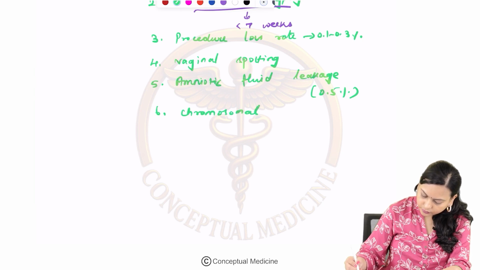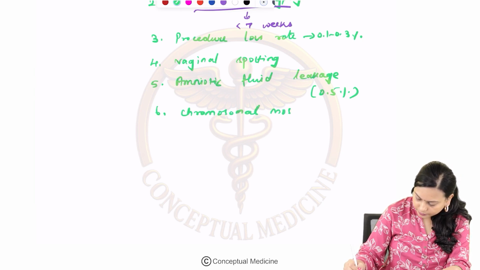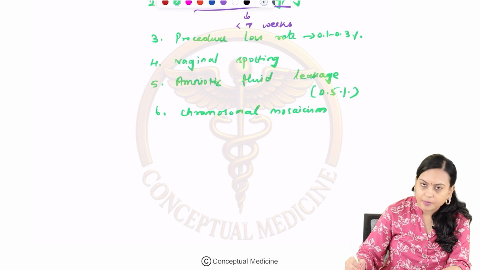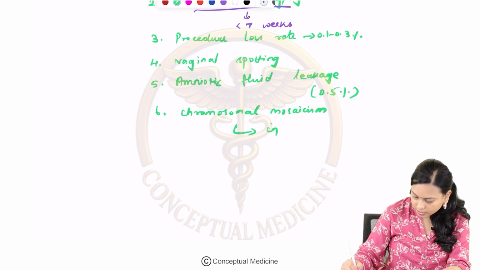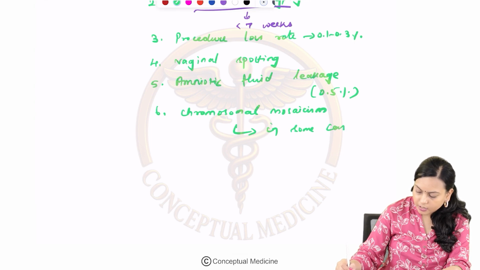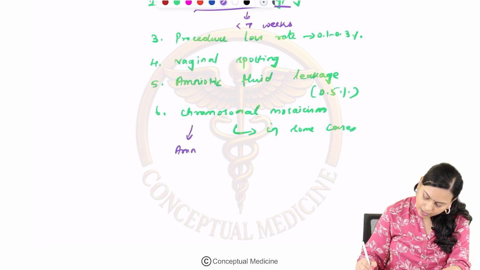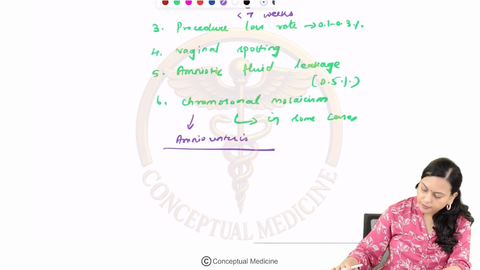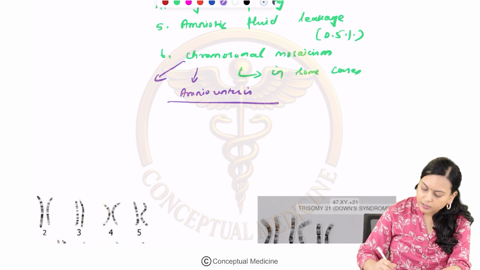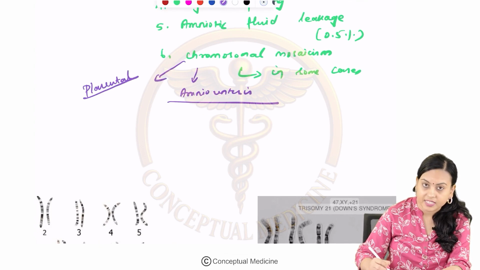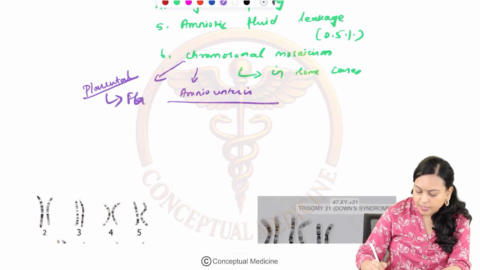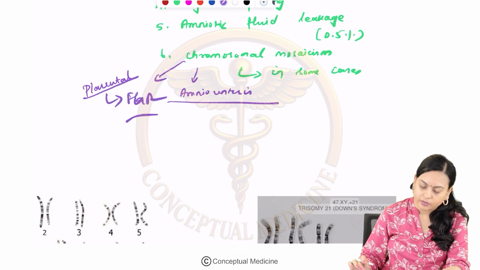And chromosomal mosaicism can be seen in some cases. So what you have to do is offer amniocentesis. Mostly this mosaicism will be from the placenta, so there will be a placental mosaicism that can be leading to fetal growth restriction.